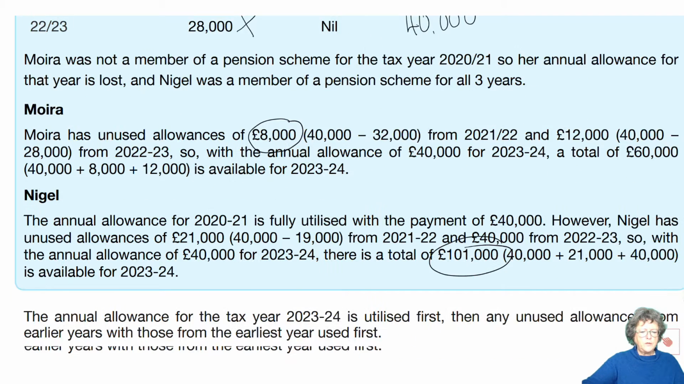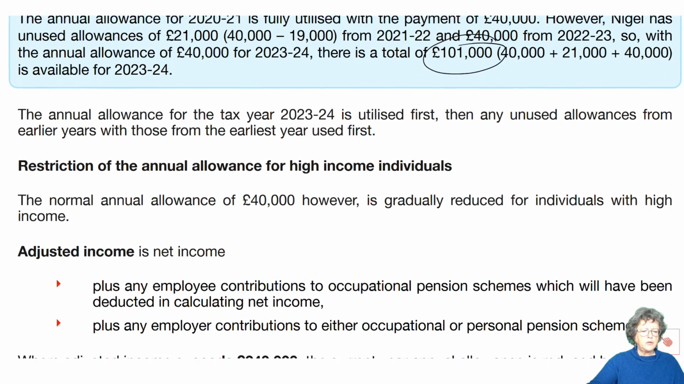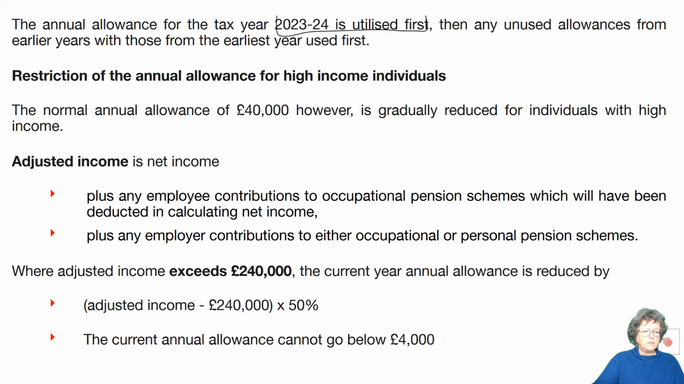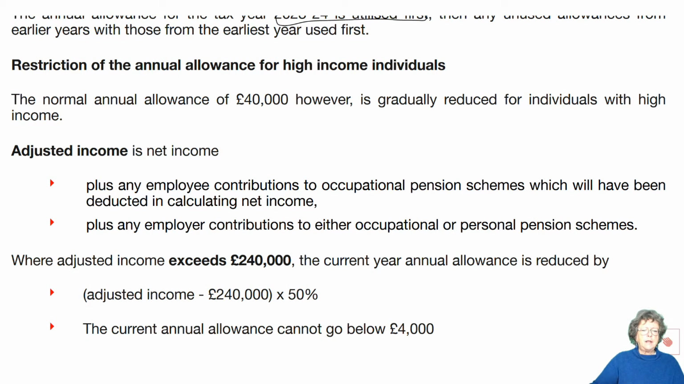And then when using this annual exemption, make sure you use your annual exemption for the current year first and then use the brought forward afterwards. Okay, now there is a further restriction for high income individuals. That 40,000 is gradually reduced for individuals with high income.